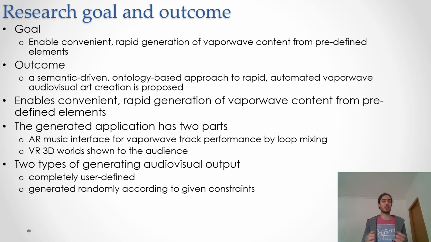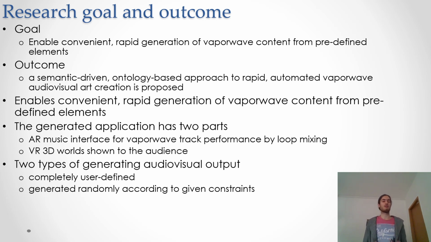It enables convenient generation using modeling tools without too much effort by the user himself. The generated application that is created as a result of transferring the semantic ontological representation of vaporwave art to an application has two distinct parts. The first part is augmented reality, and it serves as music interface for vaporwave track performance by loop mixing that is done by a music performer, by the producer.